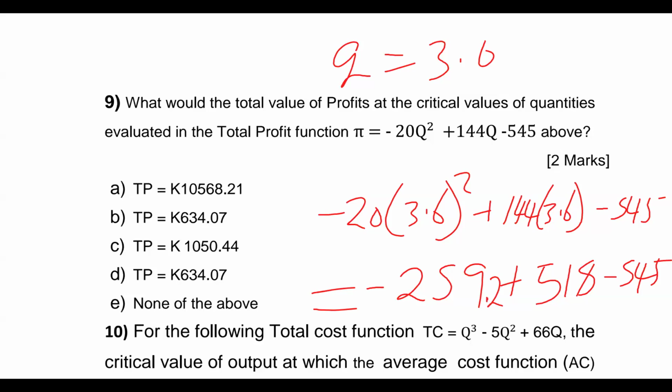Command your calculator. Negative 259.2 plus 518.4, minus 545, is negative 285.8. So what is the answer?